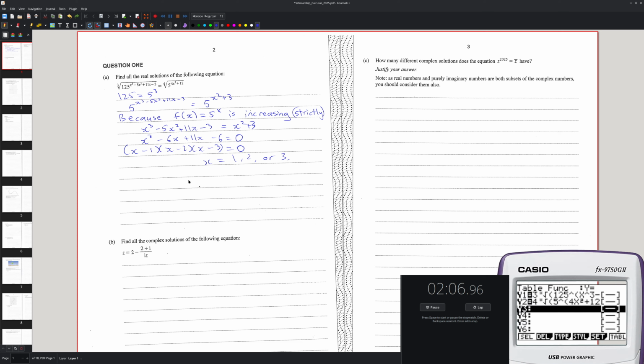5 to the power of x cubed minus 5x squared plus 11x minus 3, and the fourth root of 5 to the power of 4x squared plus 12. Oh, wait, I'm in the wrong place. Okay, graph, solve intersection. Okay, x equals 1. X equals 2. X equals 3. Okay, we got it.